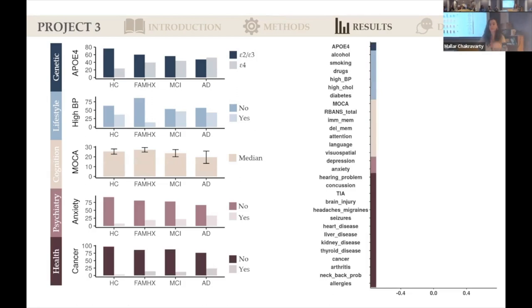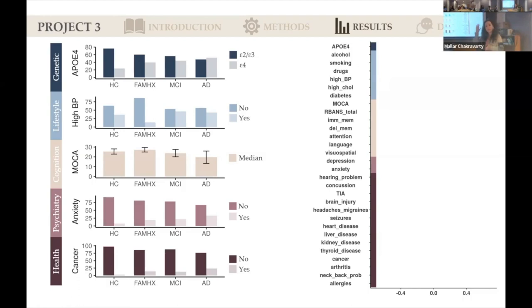But in reality, I had a bit more information than what I just described. For example, for lifestyle, I also had alcohol consumption, smoking, drugs, blood pressure, cholesterol, and diabetes. For cognition, I had MoCA, but also RBANS and different subscores of RBANS. I had depression and anxiety for the psychiatric information and a lot of different health-related information, such as brain injury or so on.